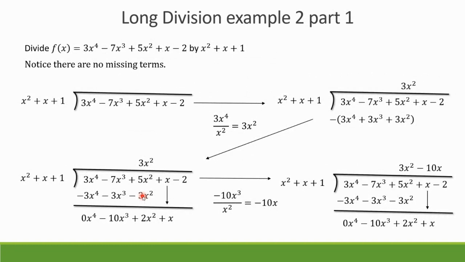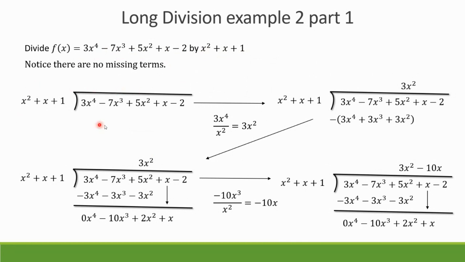Okay. Well, here's another one I thought would be good to do. Notice here there's no missing terms, so we don't have to put 0 in as a placeholder. Right? So we don't have any missing terms here. All the terms are there. Same thing with the divisor. So we don't have to use 0 as placeholders.